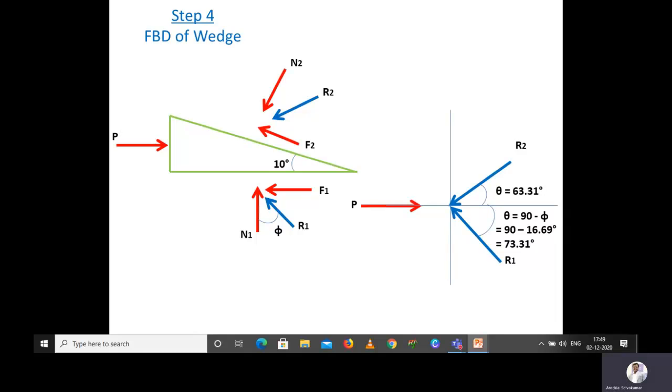The total angle is 90 degree, we know that very well. The angle made between R1 and N1 is 16.69, so I have brought that 16.69 with respect to the vertical. The remaining angle will be 90 minus 16.69, that is 73.31 degree. So now we have calculated the angles of R1 and R2 with respect to horizontal. Now we can go for the equilibrium equations to solve this problem.